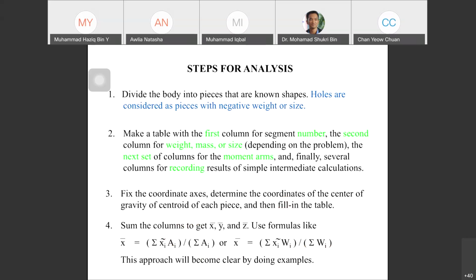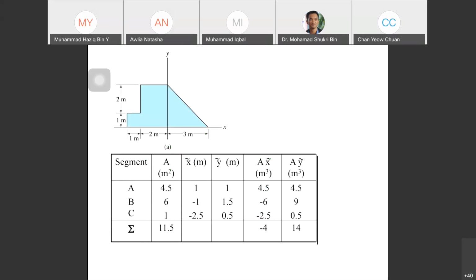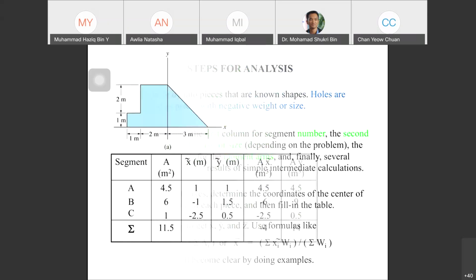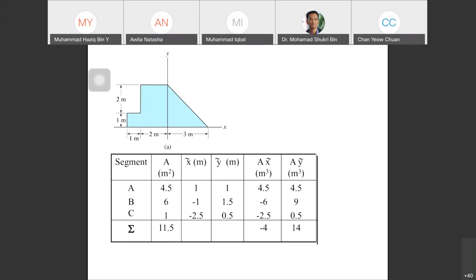So we use the same example. We have this shape. The first step is to divide the body into pieces of known shape. Known shape, what is known? For this one, they divided it into several shapes. We can divide like this.